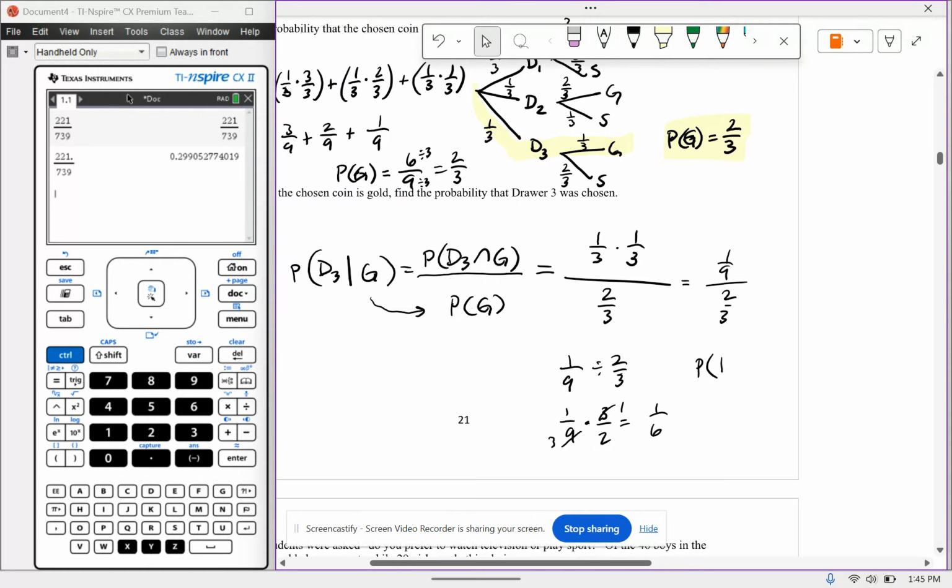There you go. All right, cool. Oh, we're on page 21. I'm on a different page.